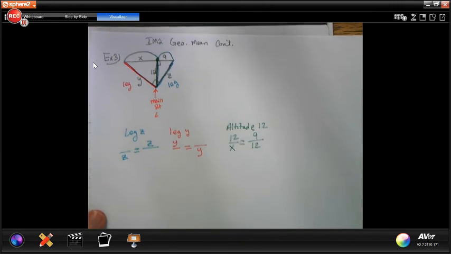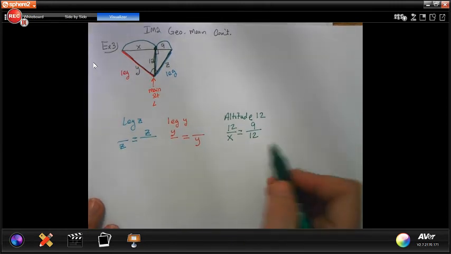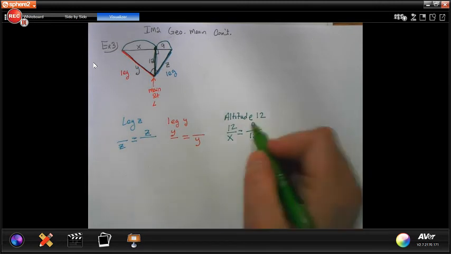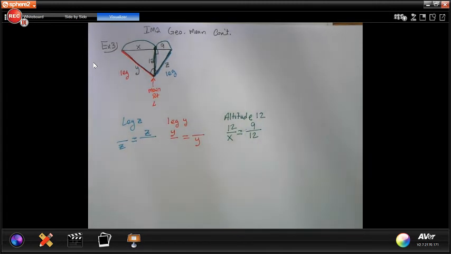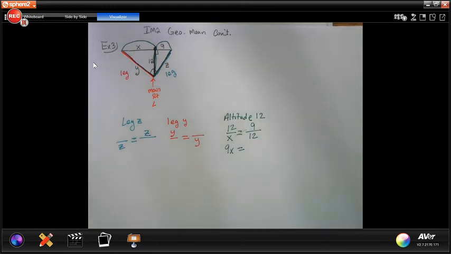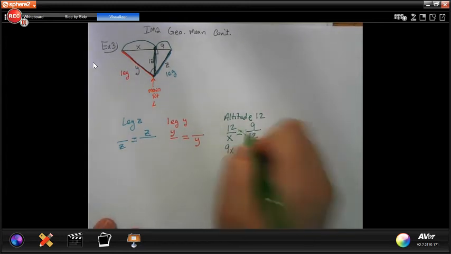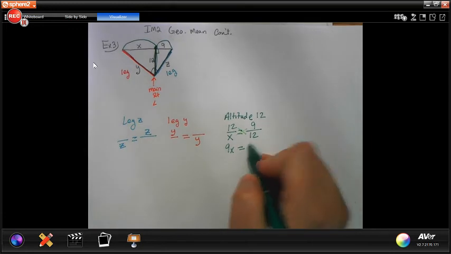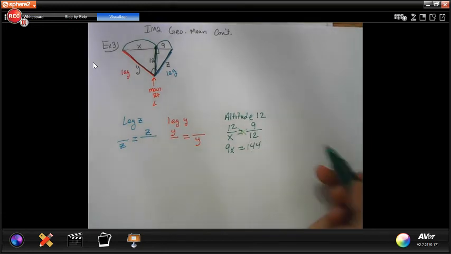Okay, that one I can solve. So cross multiply. When I cross this direction, I get 9x equals, not a fraction, we're getting rid of fractions, 12 times 12 is 144. Notice I don't have x squared. I'm not going to have to square root.